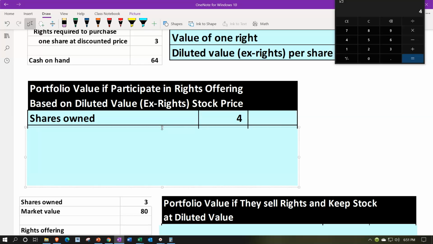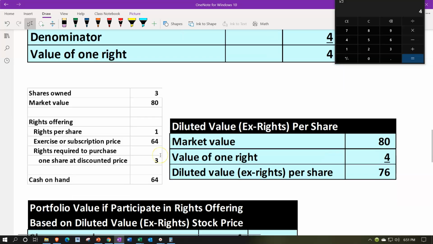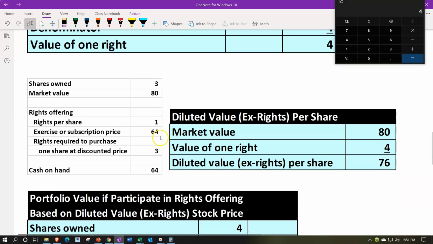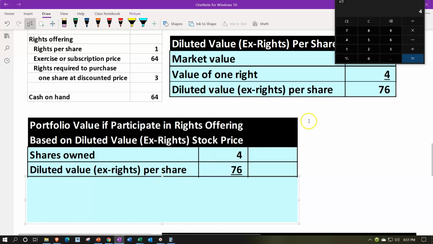What would happen? So we'd have the shares now. Now we'd have 4 shares because we started off with 3. We purchased the 1 share by cashing in the 3 rights and paying $64. That would give us 1 more share, at 4. We're going to say the diluted or ex-rights price is now going to be the 76. That's what we think the value is after we purchased it. We purchased it for 64, but we think that's the discounted price. We think the value, the market price then, or the ex-rights price, is 76.